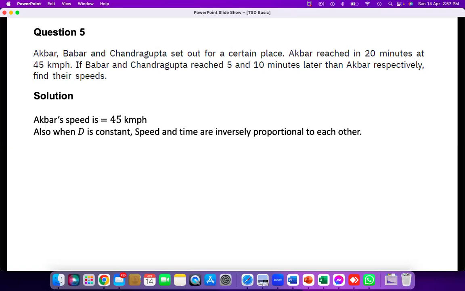Now, Akbar, Babur, and Chandragupta set out for a certain place. Akbar reached in 20 minutes at 45 km per hour. If Babur and Chandragupta reached 5 and 10 minutes later than Akbar respectively, find their speeds. Would you try it?